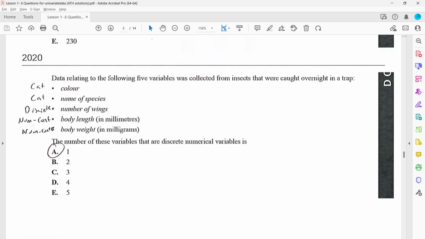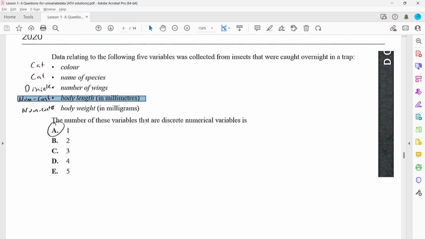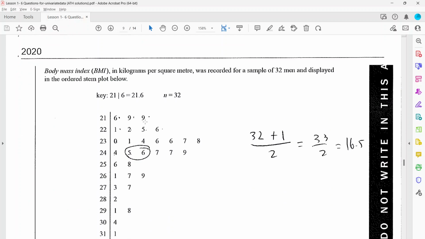This one asks you how many of these are discrete. Okay, so I've got here that this is categorical, so can't possibly be discrete. Same with this one. I believe this one is discrete because number of wings is limited to a certain number of wings. This one's numerical, but I believe it's continuous because you can get body length in as many decimals as possible. So that's continuous, and same thing with body weight. So therefore, only one of those is discrete.